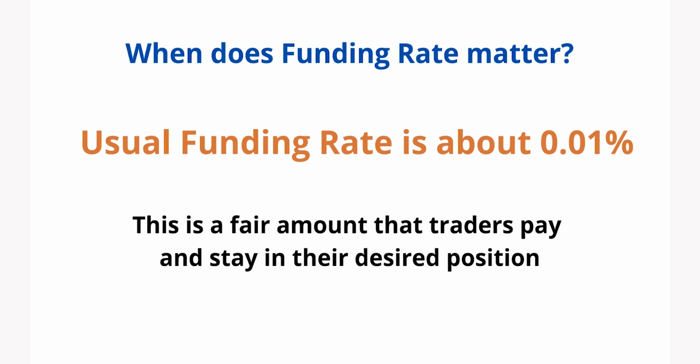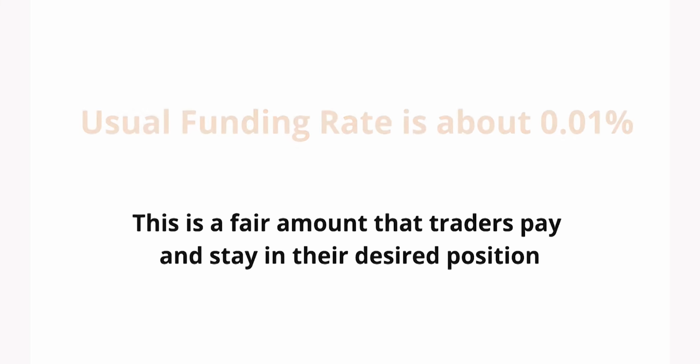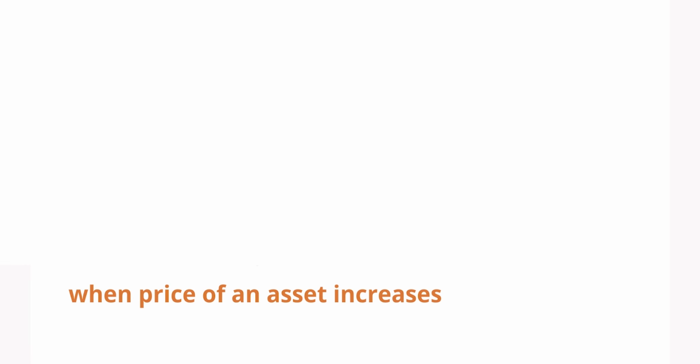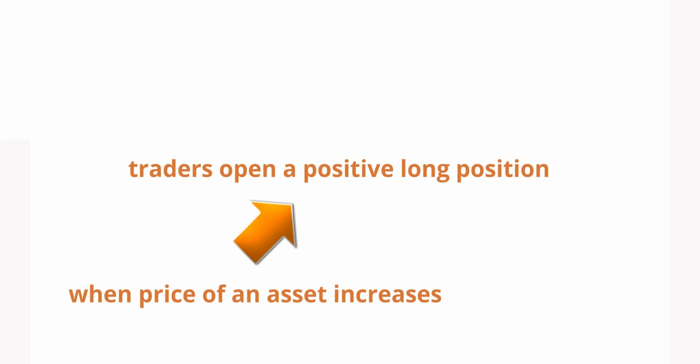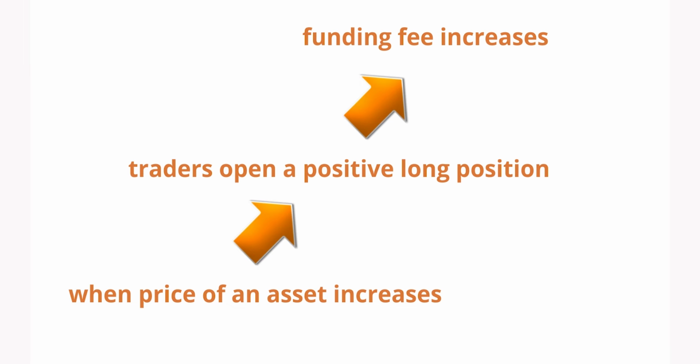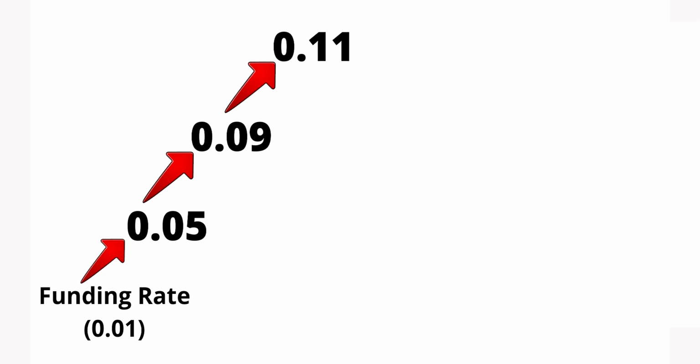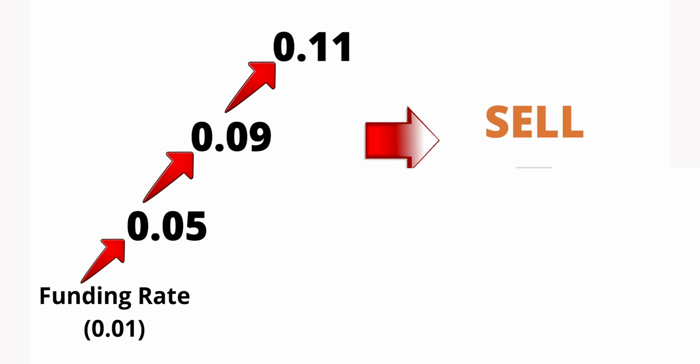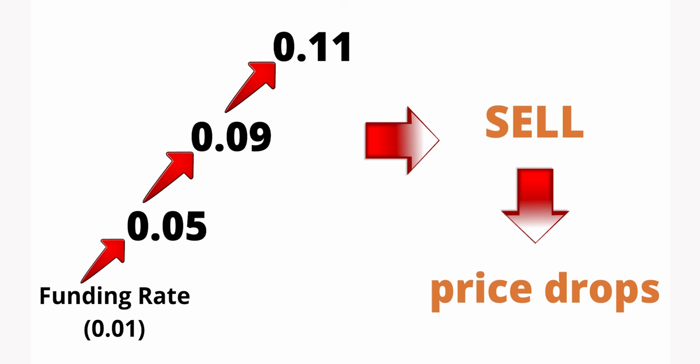Now, when does funding rate matter? Usual funding rate is about 0.01%. This is the fair amount that traders pay and stay in their desired position. When price of an asset increases, more traders enter a long position with higher price prediction, and that makes funding rate increase too. If funding rate increases for a long time, it is not worth paying this amount and staying in position. Therefore, traders must sell their assets, and when everyone starts selling, the price goes down.